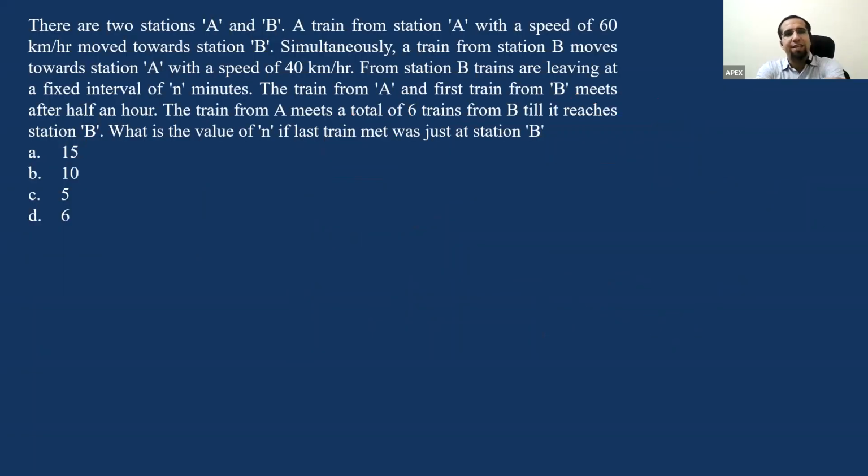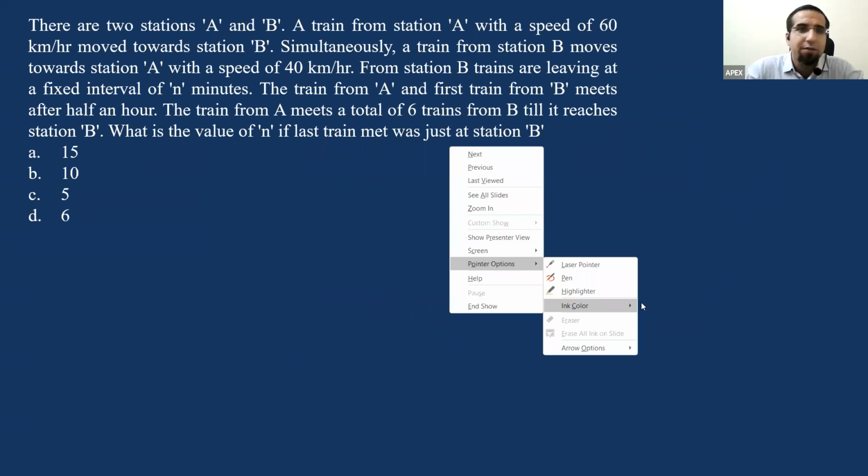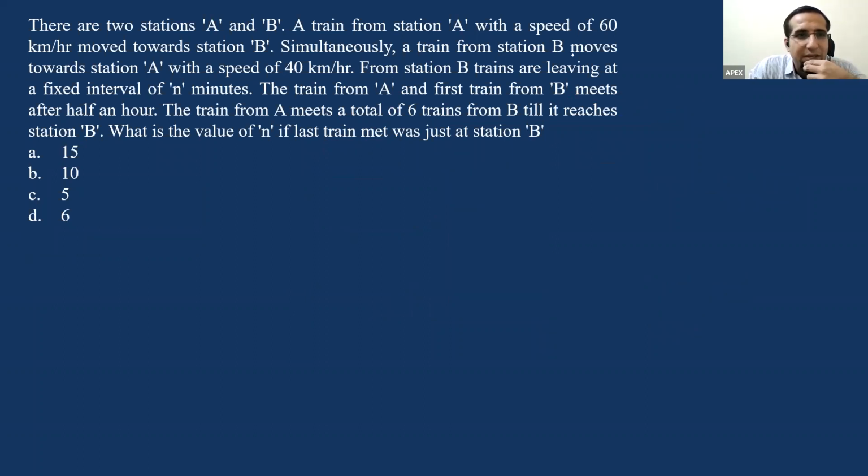Now, two stations A and B. A train from station A with a speed of 60 kilometers an hour moves towards station B. A very lovely question, guys. So if it's a speed, time, and distance question, do not leave it if you feel that it's lengthy. You should rather leave after reading the question. Okay. So simultaneously, a train from B starts moving towards A with a speed of 40 kilometers an hour.